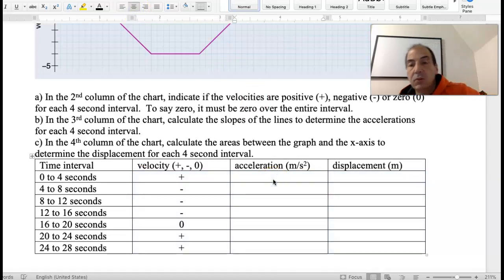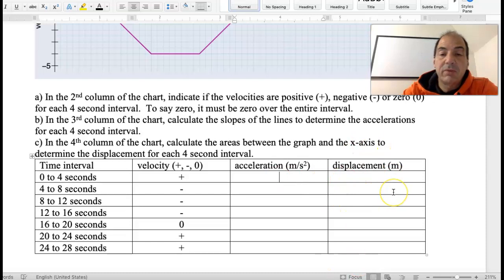It's very much related to the previous assignment on creating and analyzing graphs, where we talked about how the sign of the velocity matches up with the acceleration to determine the shape of a displacement graph. So we're going to put a lot of pieces together here. In any event, okay, so B, in the third column, calculate the slopes of the lines to determine the accelerations.